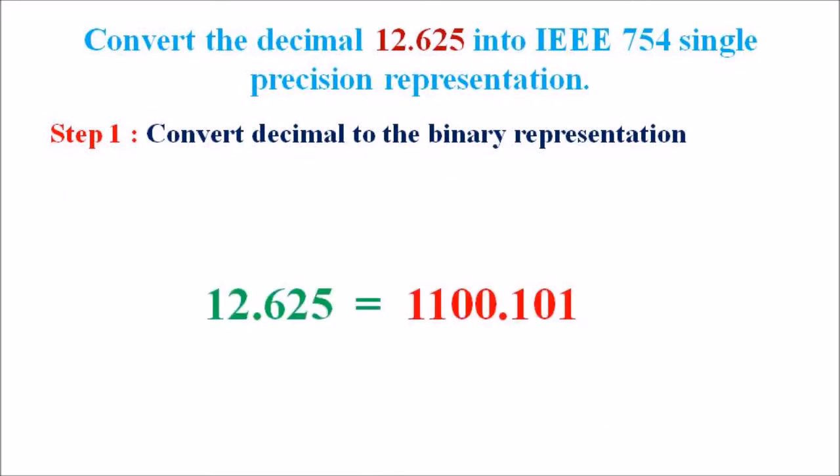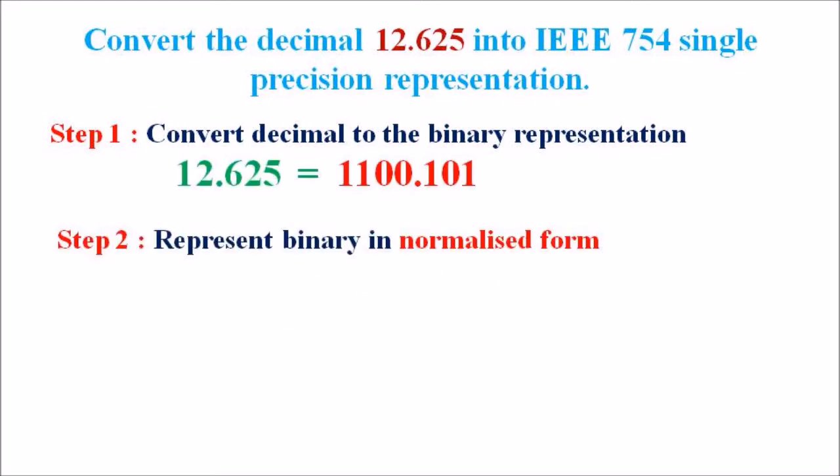So the final result is that the decimal number 12.625 can be converted into binary as 1100.101. This is the first step for the IEEE 754 conversion. In the first step, we converted the decimal into the binary representation. That is, the decimal number 12.625 is represented in binary as 1100.101. In the second step, represent the binary in the normalized or scientific or exponential form.